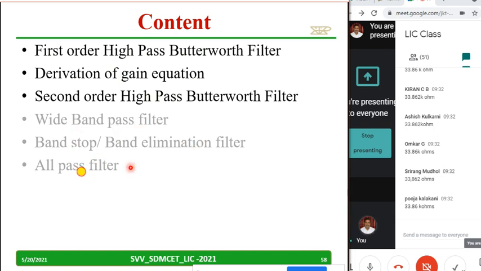For your reference, if time permits, I will show you a wide band filter, stop band filter, all pass filter. These are not in the syllabus. There is a reason the color is not dark. It's not completely black. Just for your reference, I may show if we have time.